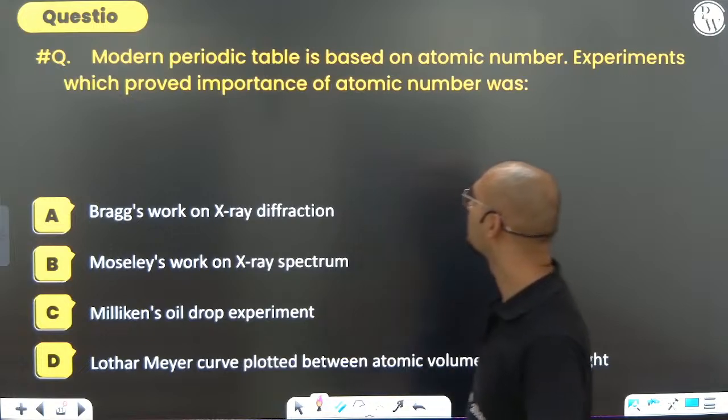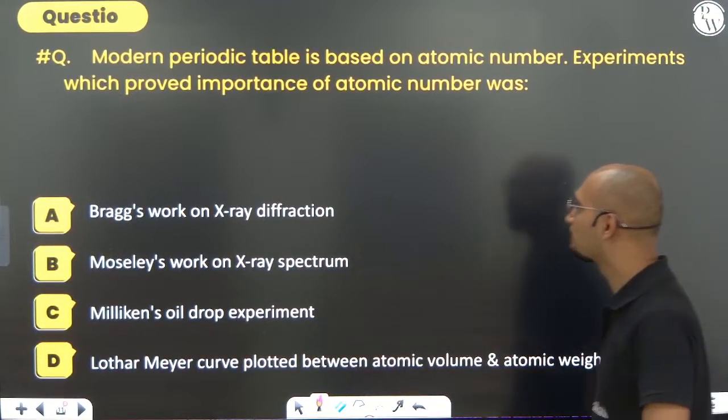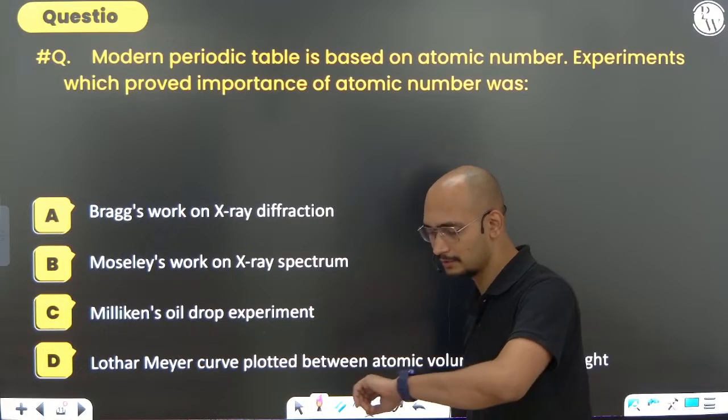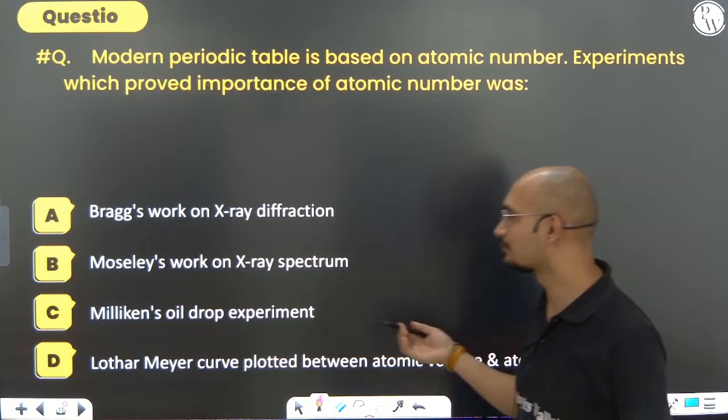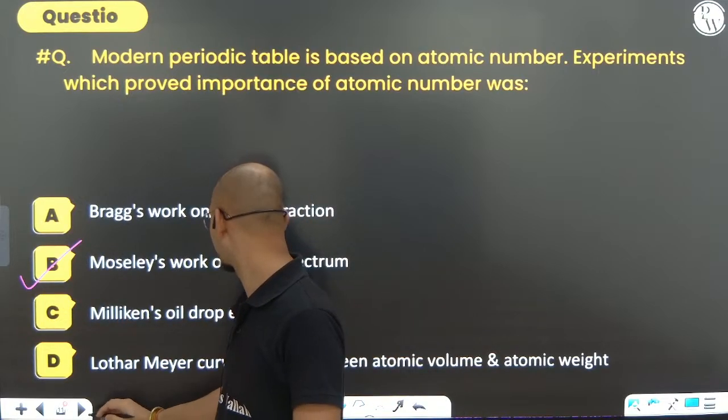Next, the modern periodic table is based on atomic number, and experiments proved the importance of atomic number. What was that experiment? I hope you all remember Moseley's work on the X-ray spectrum.